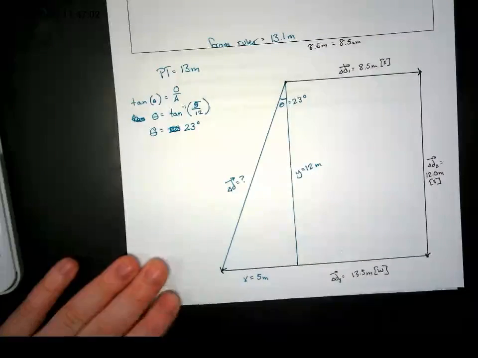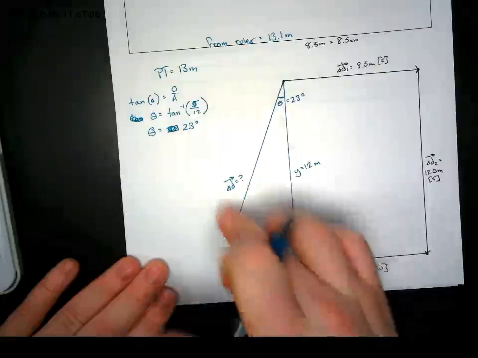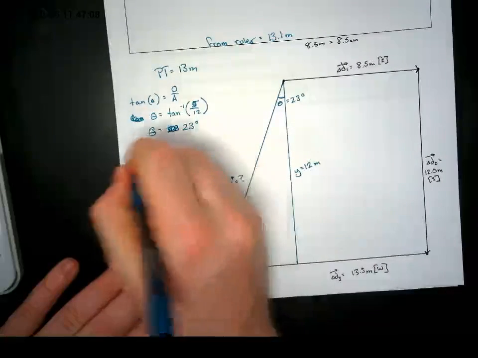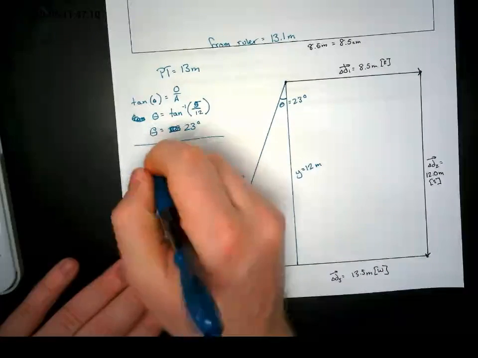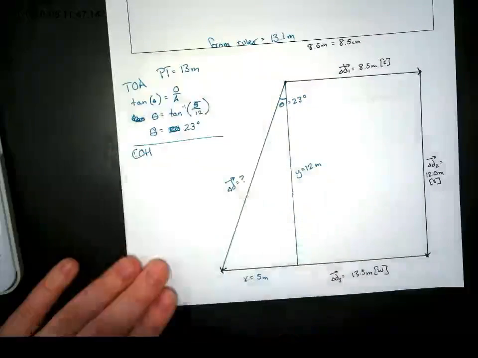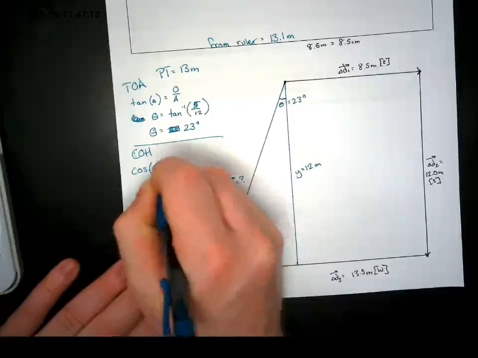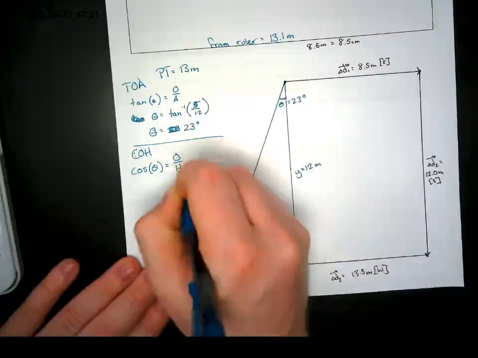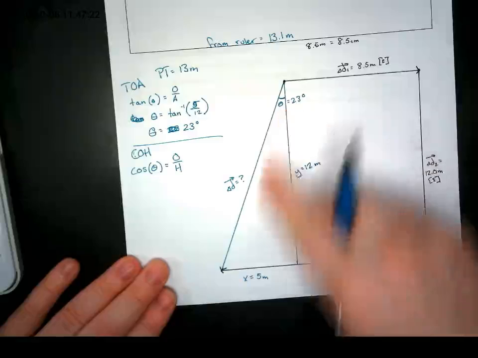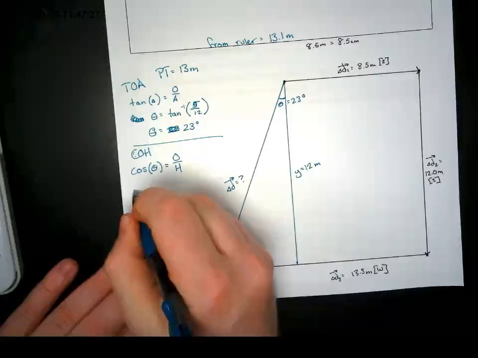Okay. Well, let's try, because we've got this, let's just do opposite over hypotenuse. So let's use cosine. So that'd be co. This is TOA, sorry. That's TOA. Let's use co. So cosine of theta is equal to opposite over hypotenuse. So because this is where theta is at, it's going to be 5 over whatever our hypotenuse is.